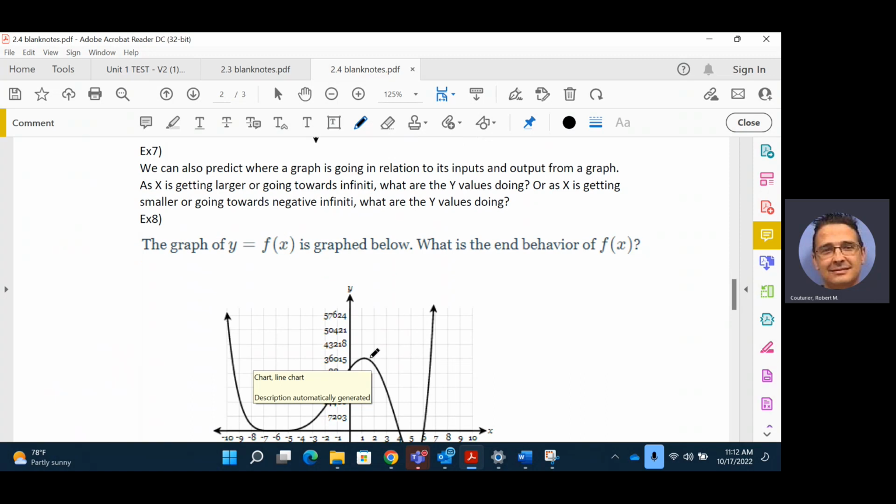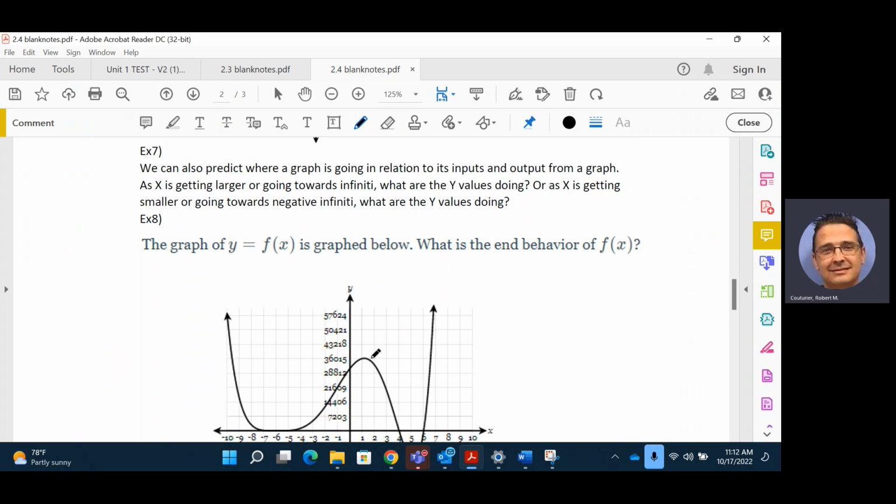Example 7. Now, when we look at these next examples, example 8 and so on, we can use these graphs and the directions that they go in to help us predict what's happening to our x and our y values.